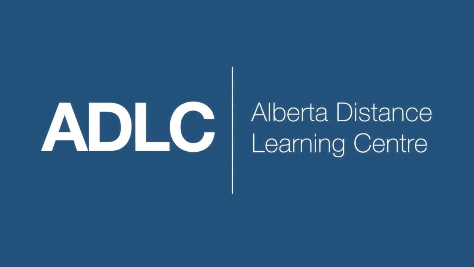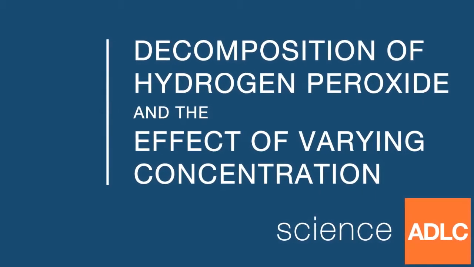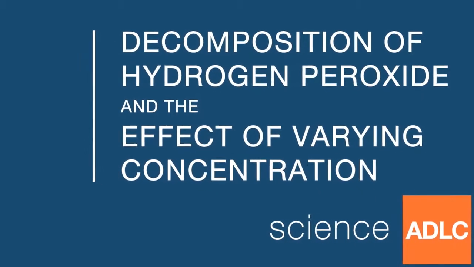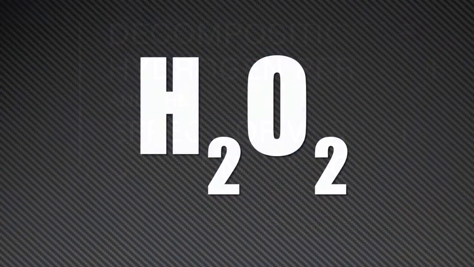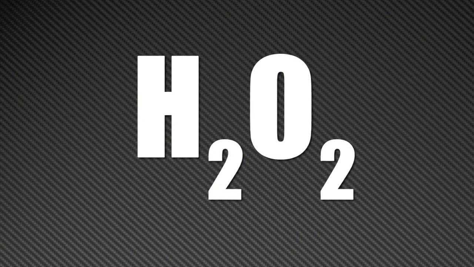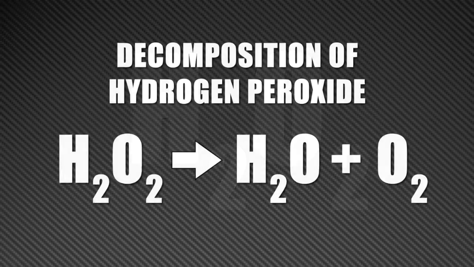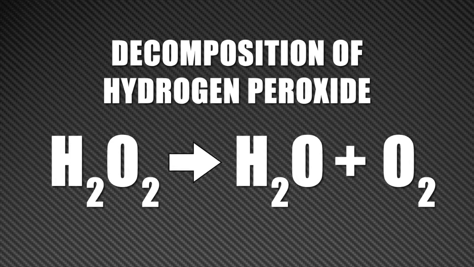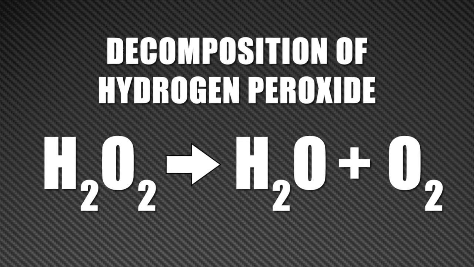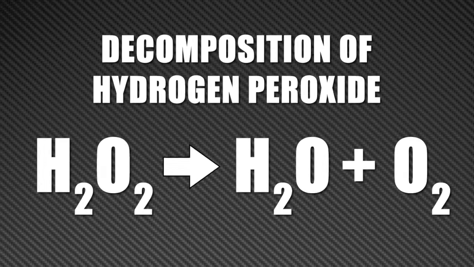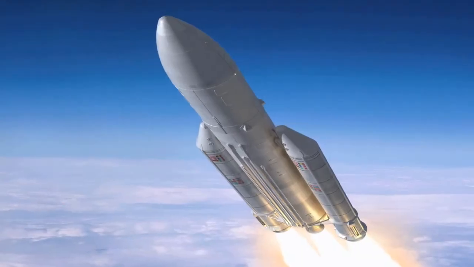Today we investigate changing concentration on the decomposition of hydrogen peroxide. Hydrogen peroxide, chemical formula H2O2, decomposes into water and oxygen, but the rate at which it decomposes is partly dependent on its concentration. Hydrogen peroxide is rarely used undiluted.